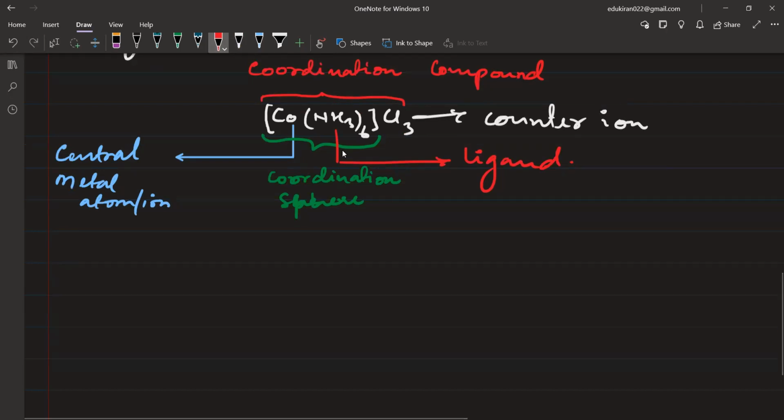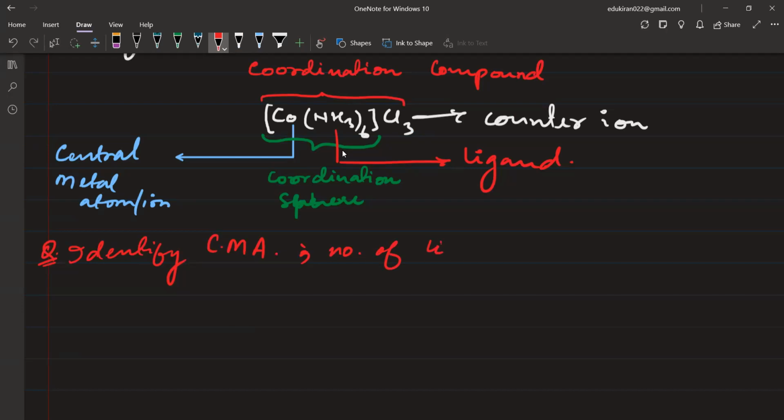Write a question. Identify the central metal atom, number of ligands, and counter ion in the following.